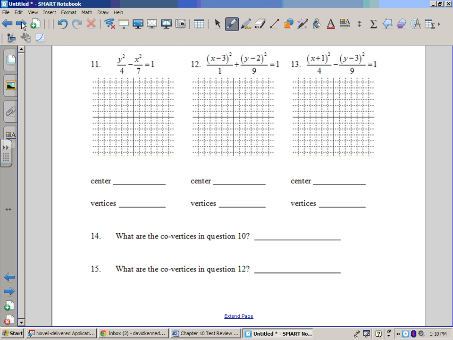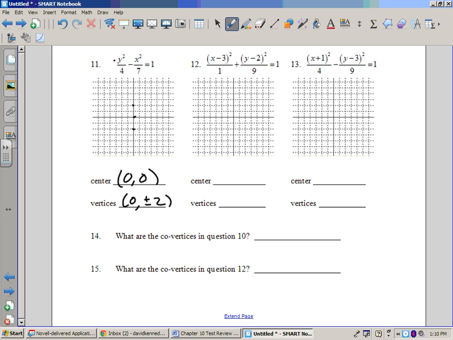All right, next is the hyperbola. How do I know? I have an x squared and y squared and a minus. This is going to open up because I see the y value first. And so my center is still at 0, 0, but I'm going to go up 2 to get a vertex. I'm going to go down 2 to get a vertex. My center is 0, 0. My vertices are at 0 plus or minus 2.